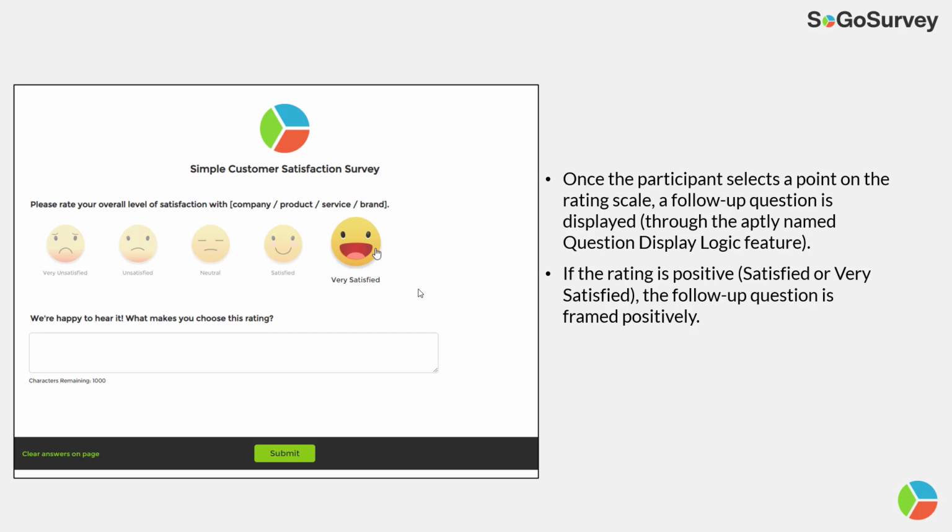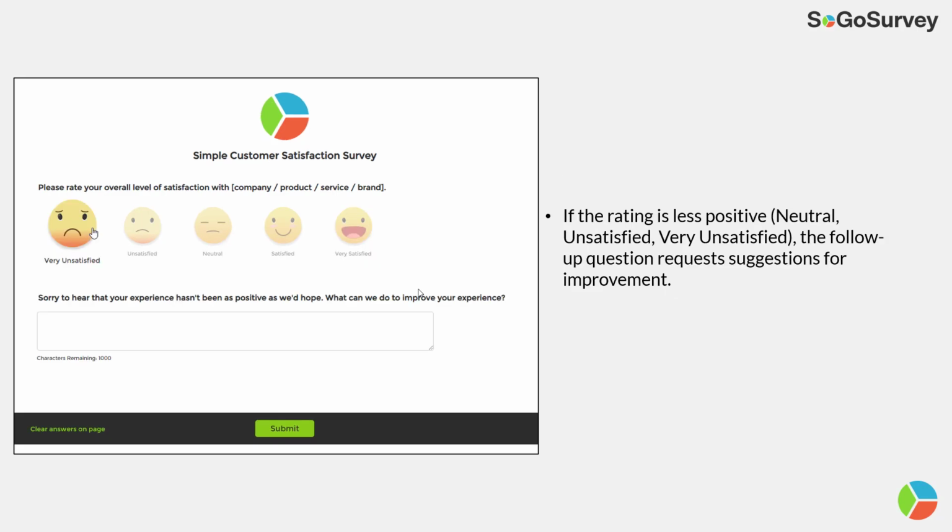Once the participant selects a point on that scale, a follow-up question is displayed. We call it Question Display Logic, or QDL. For a positive rating, satisfied or very satisfied, we want to show a follow-up question framed positively: we're happy to hear, what makes you choose this rating? Of course, that's not an appropriate follow-up question if someone chooses a negative or even neutral rating. It's going to be something more like, sorry that it wasn't as good as we hoped. What can we do to improve?